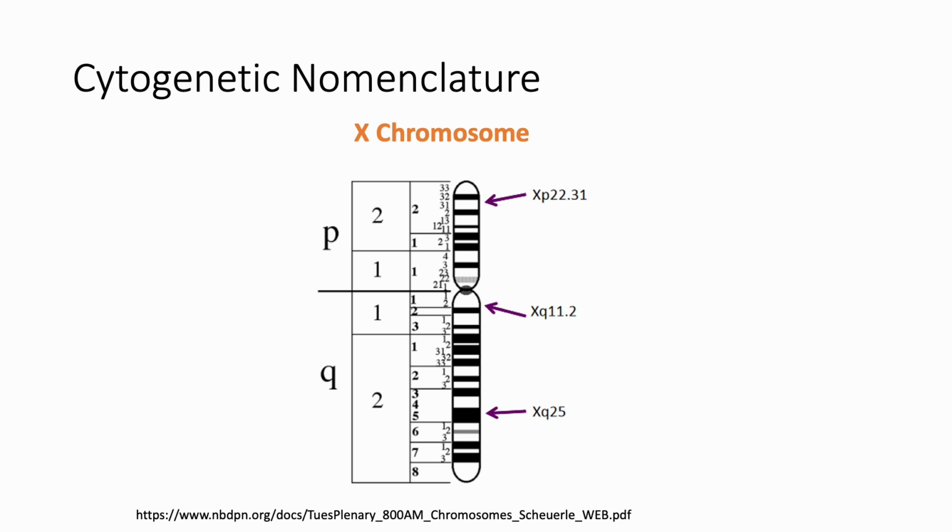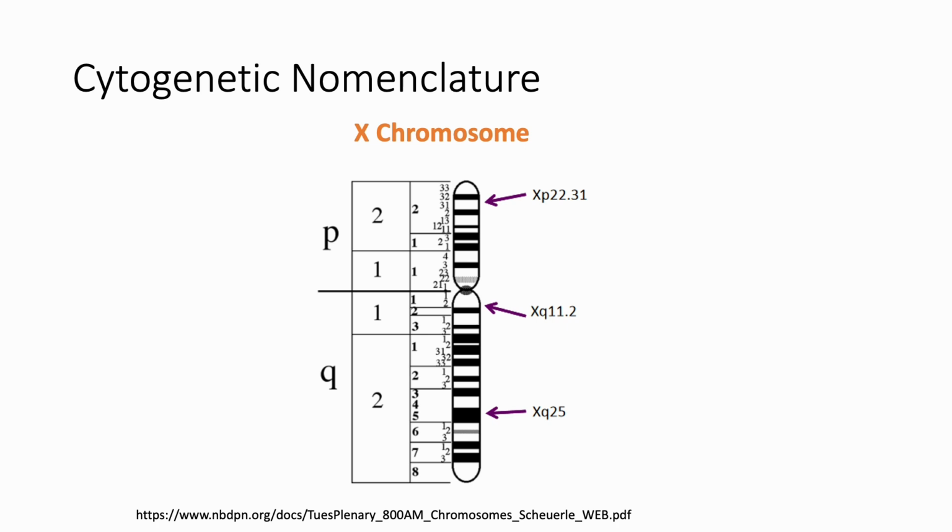Each arm is divided into regions, bands, and subbands based on how far the band is from the centromere. For example, the first band on the P arm is labeled P11, followed by P21, P22, and so on. Similarly, the bands on the Q arm start with Q11, moving to Q12, Q21, and beyond. The first digit represents the region, the second refers to the band within that region, and in some cases, there's a third level for subbands like Q21.3, which provides even greater detail.